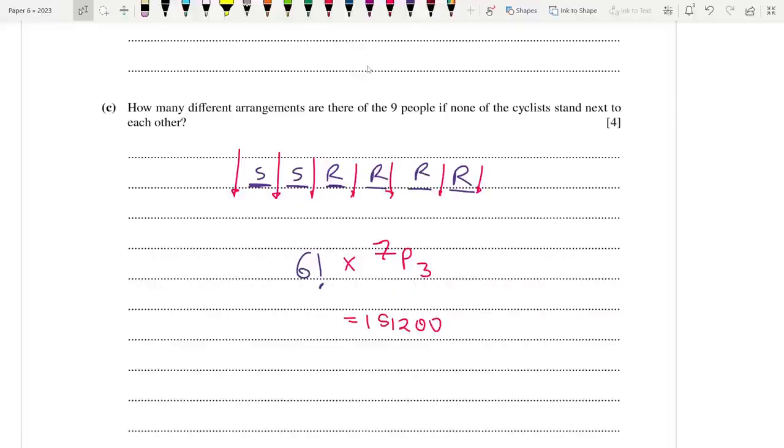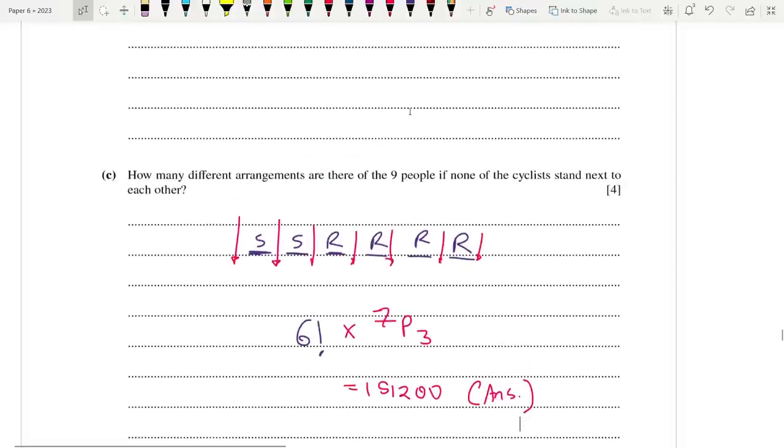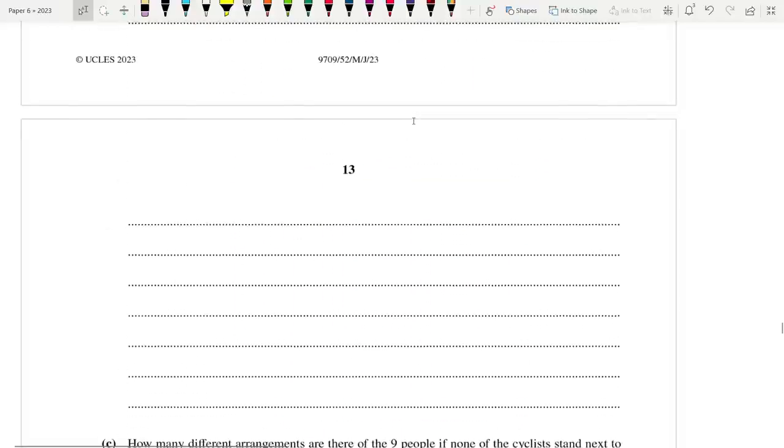I'll just check the mark scheme. Yep, that is 100% fine. See if you guys get it. This is a really common question that you need to know how to answer. And yeah, that's about it for the paper.